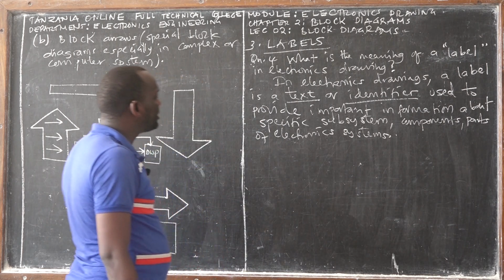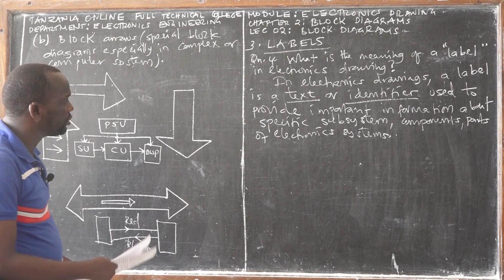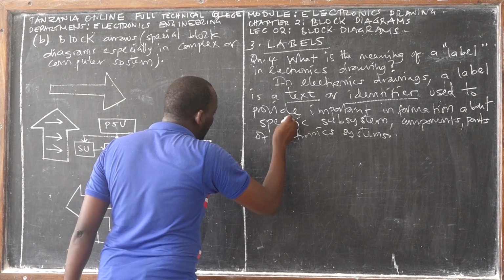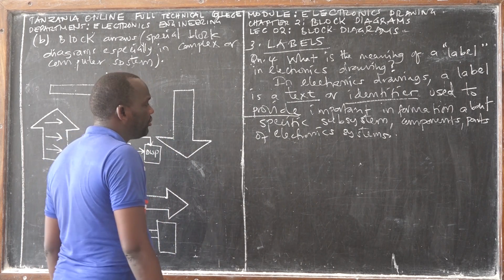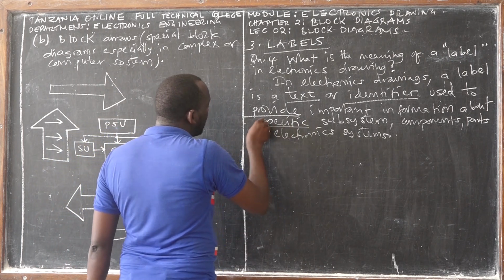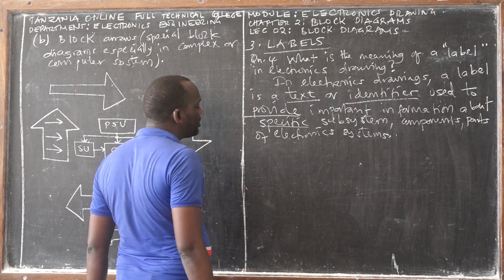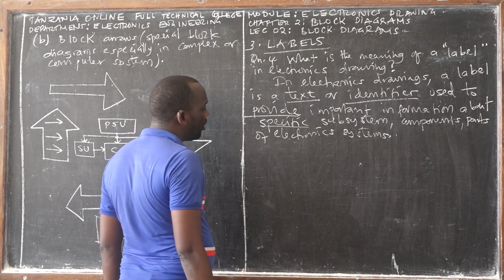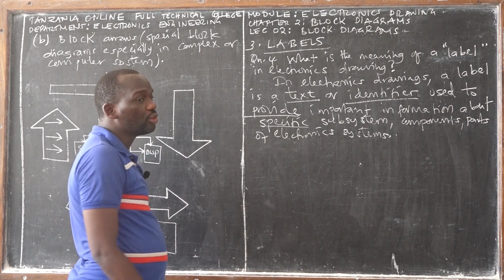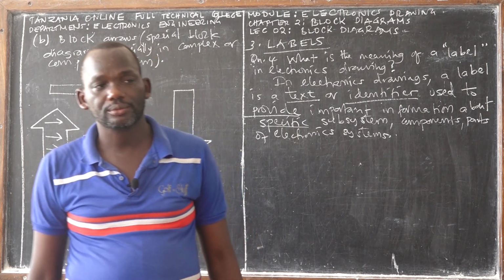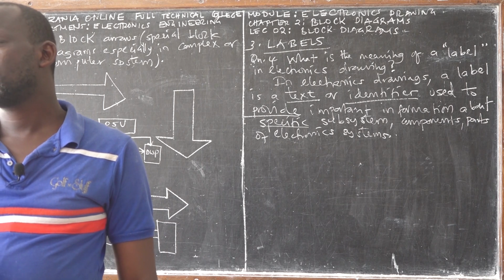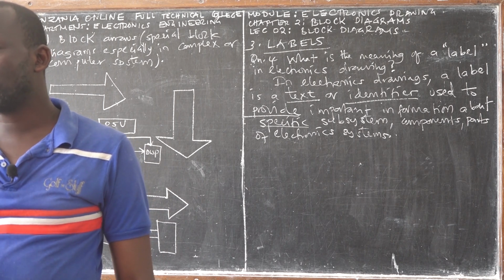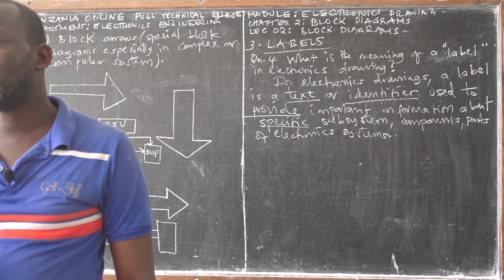So in electronics drawings, a label is a text or identifier used to provide important information about a specific subsystem, about specific components, specific parts of an electronic system. One, two, three. Read the definition of label. Stop writing. One, two, three. Read the definition of label.